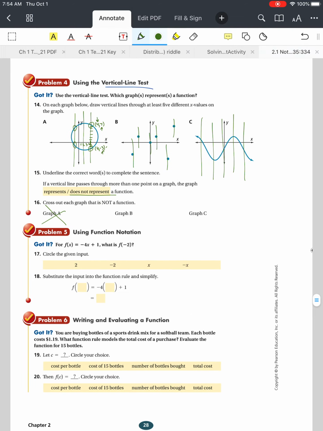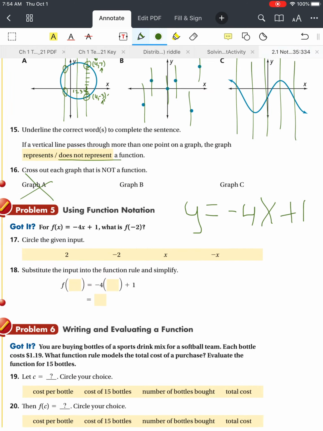Okay? All right, using function notation. For f of x equals -4x plus 1, again, that's kind of the same thing. You might have heard y and f of x are like the same thing. You've probably graphed lines like this before. We're just getting a little bit more fancy, a little more upper high school, collegey with the f of x notation.